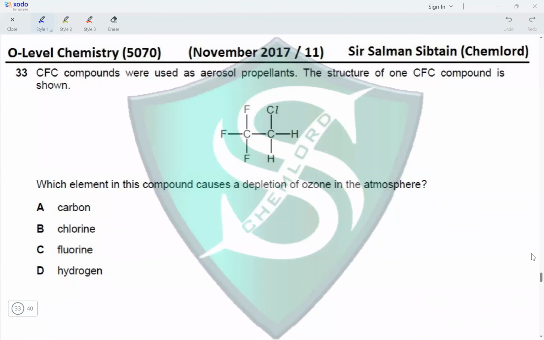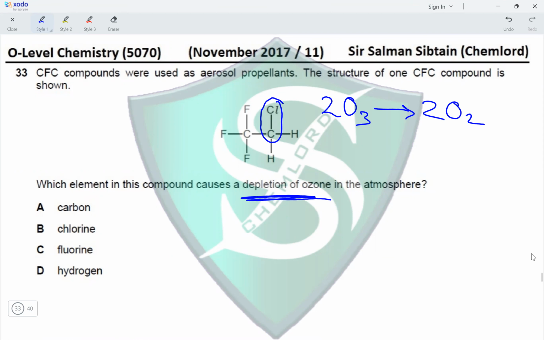Question 33. CFC compounds were used as aerosol propellants. The structure of one CFC compound is shown. Which element in this compound causes a depletion of ozone in the atmosphere? So the C-Cl bond in this compound will break in the atmosphere, releasing chlorine free radicals, which would convert ozone molecules into molecules of oxygen, thereby depleting the ozone layer. So carbon, no. Chlorine, yes. Fluorine, no. Hydrogen, no. Therefore, the correct option for this question is option B.